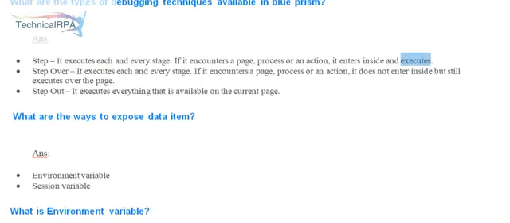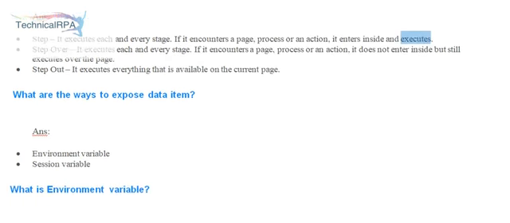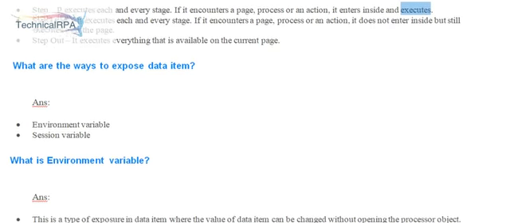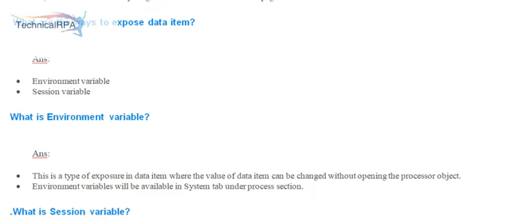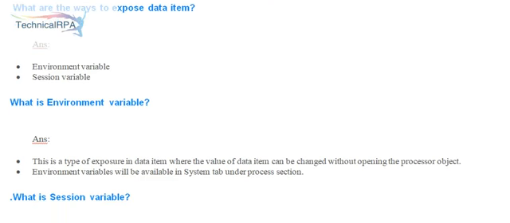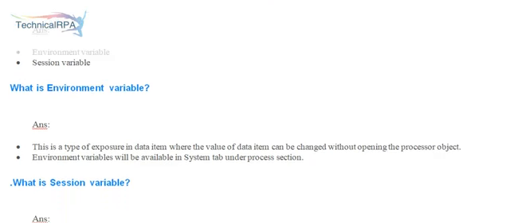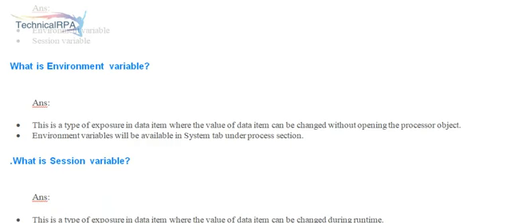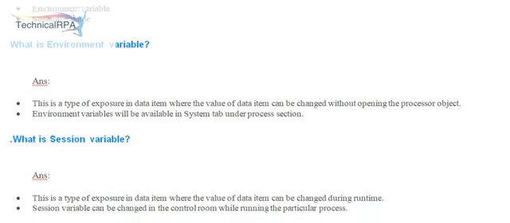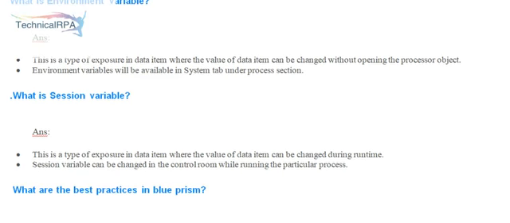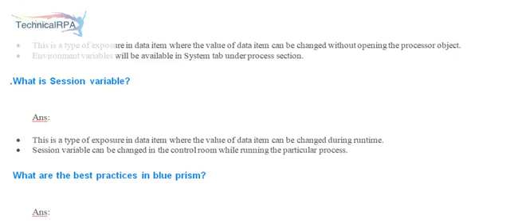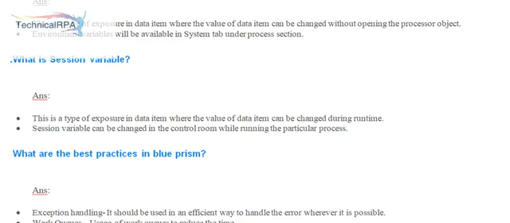What are the types of debugging techniques available in Blue Prism? Step: it executes each and every stage. If it encounters a page, process or an action, it enters inside and executes. Step over: it executes each and every stage. If it encounters a page, process or an action, it does not enter inside but still executes over the page. Step out: it executes everything that is available on the current page.